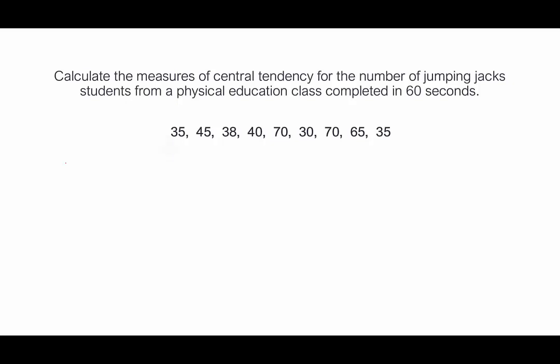All right, to calculate the mean, we need to add up these numbers. So we have to add up 35 plus 45 plus 38, and so on, plus 35. When I added these all together, I ended up with 428. And then we're going to divide by the number of numbers in the set. So how many numbers do we see? 1, 2, 3, 4, 5, 6, 7, 8, 9. This indicates there were 9 students participating in the jumping jack 60-second test. So we're going to divide by 9.